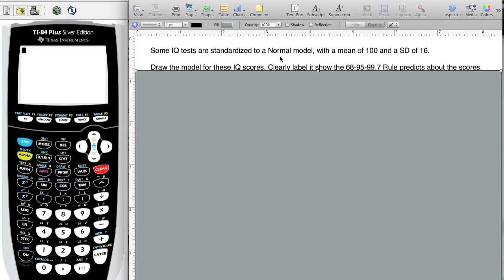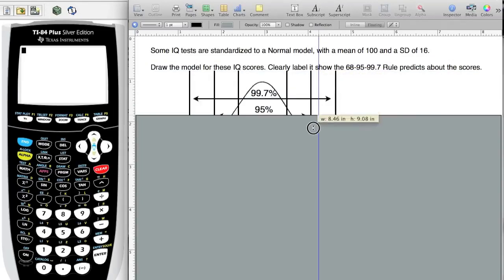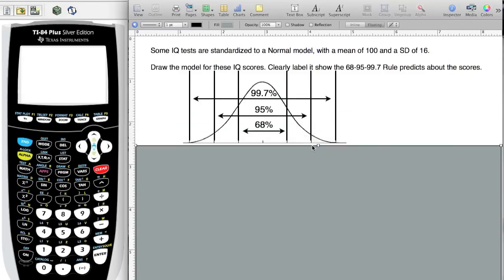For our example, we're going to look at an IQ distribution. Some IQ tests are standardized to a normal model. We've mentioned something similar in class. We have a mean of 100, and a standard deviation of 16. The first thing I wanted to do was relate it back to something we've already studied, the 68, 95, 99.7 rule. We want to show how it would predict values for this particular distribution.